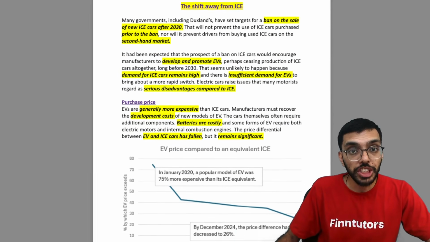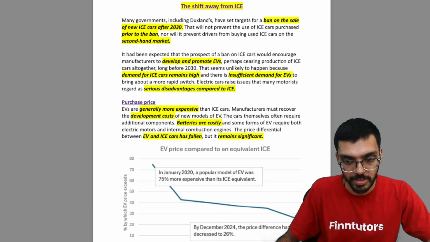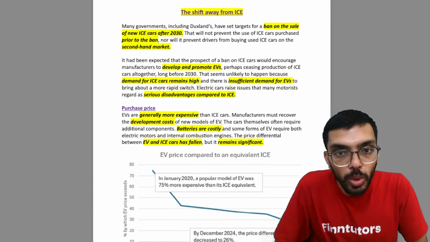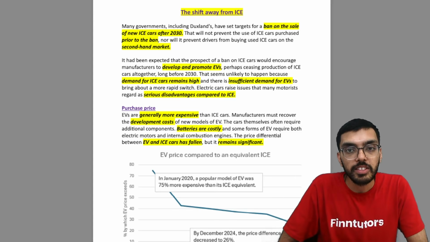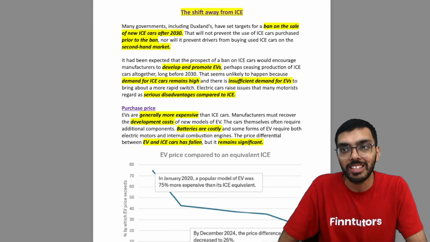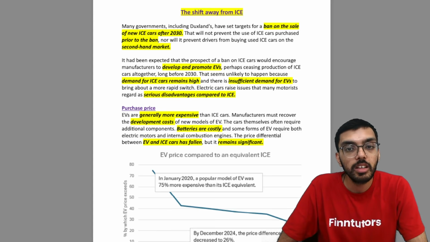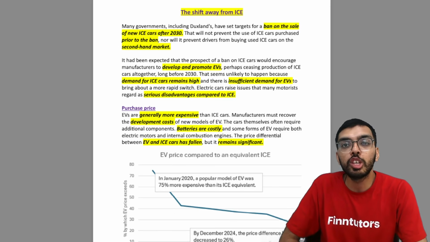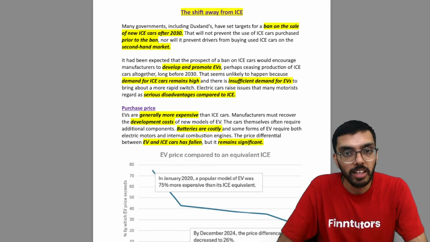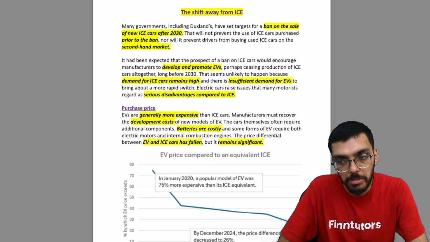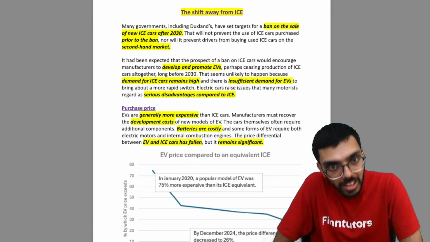Next, the shift away from ICE. Now, many governments, including Dachshunds, have set targets for a ban on the sale of new ICE cars after 2030. Very clearly, political or regulatory risk is in your favor. That will not prevent the use of ICE cars purchased prior to the ban, nor will it prevent buying used ICE cars on the second-hand market. ICE cars can still be used, but no new sales will happen.